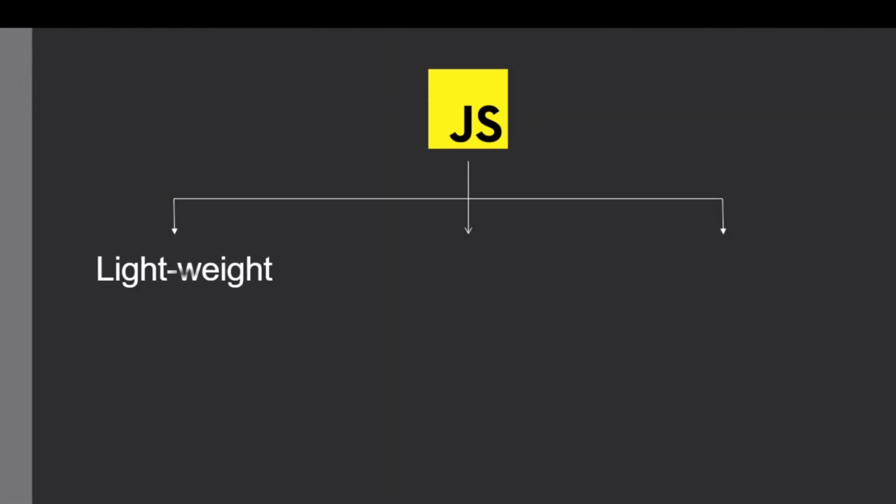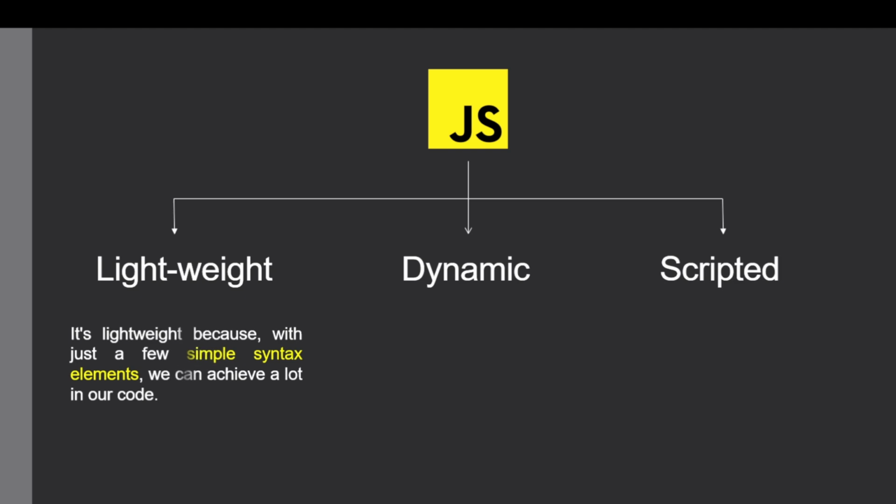JavaScript is a lightweight, dynamic, and scripted programming language. It's lightweight because, with just a few simple syntax elements, we can achieve a lot in our code. It's dynamic because there's no need for a compilation step. An interpreter or JavaScript engine handles its interpretation. It means you can add cool stuff like checking if you filled out forms correctly and updating things on the page without needing to refresh it.